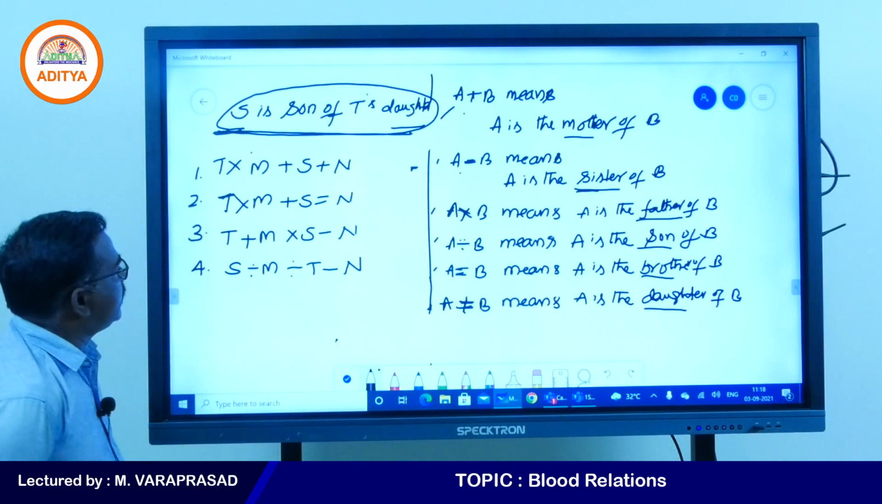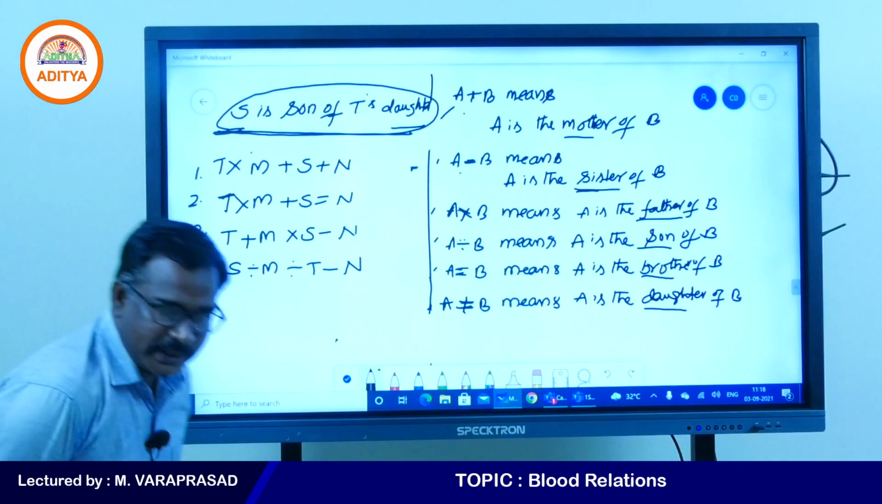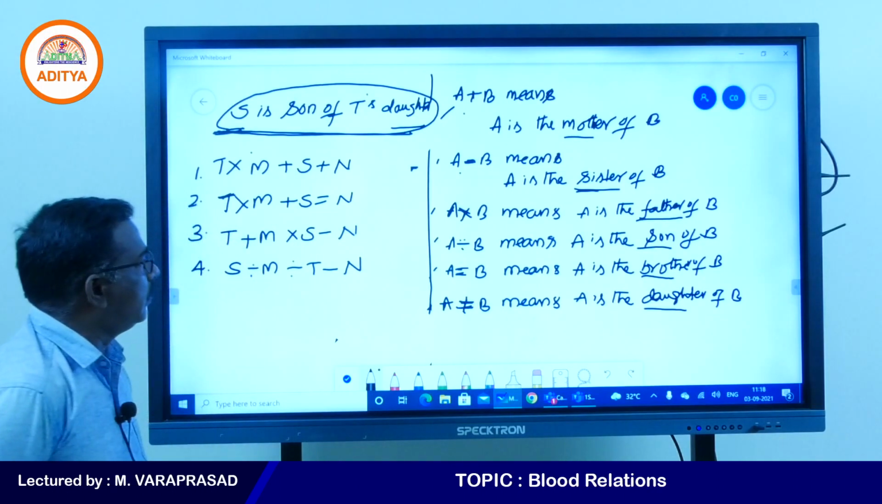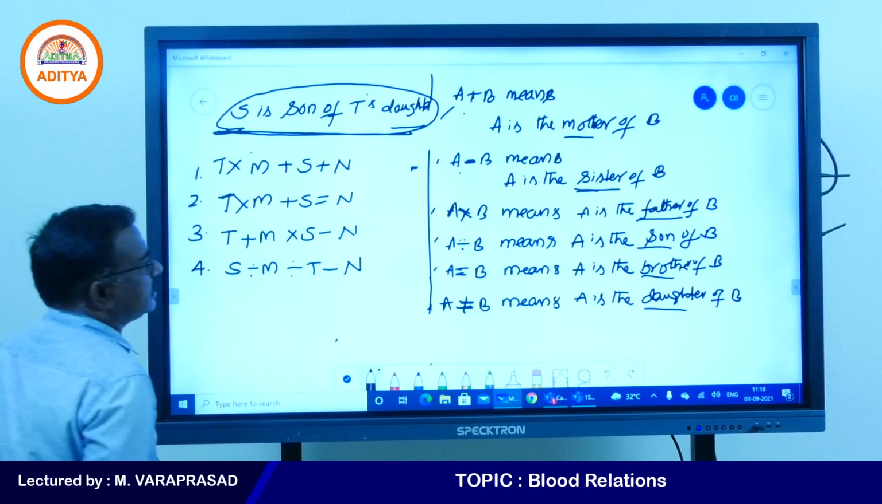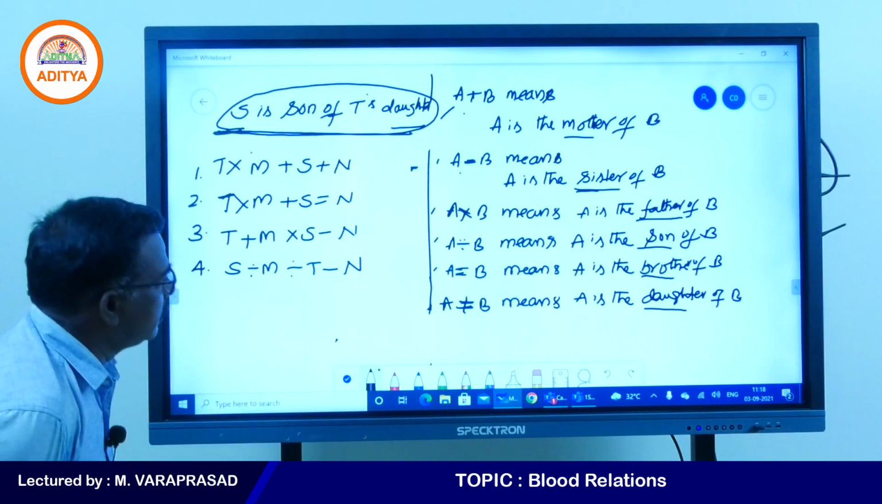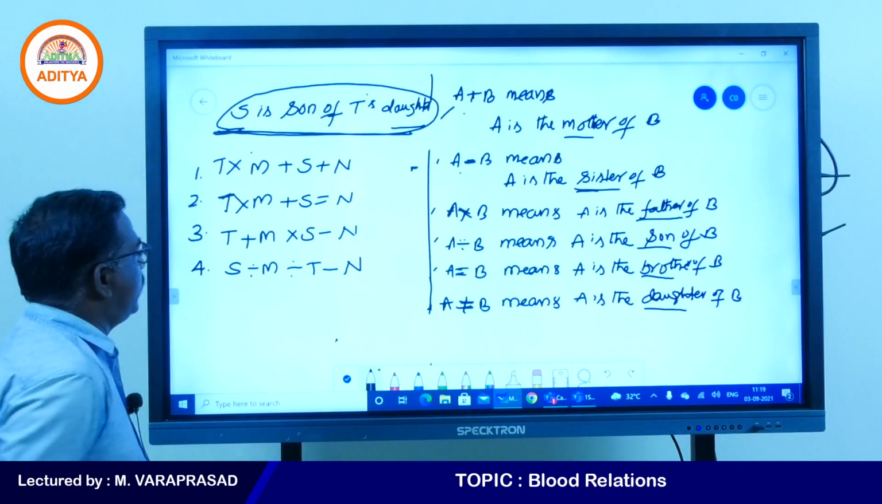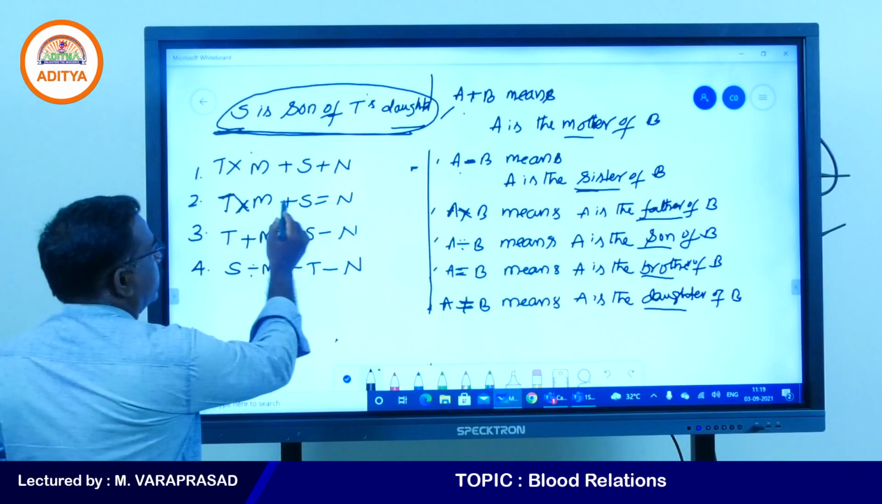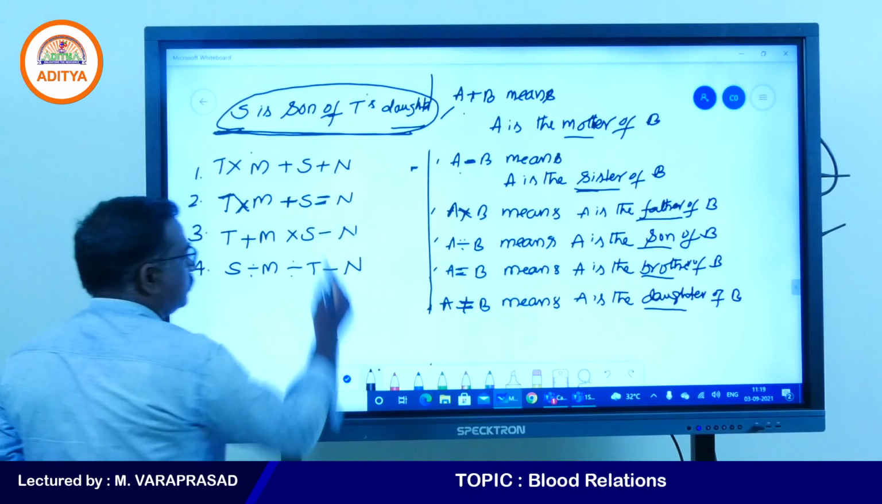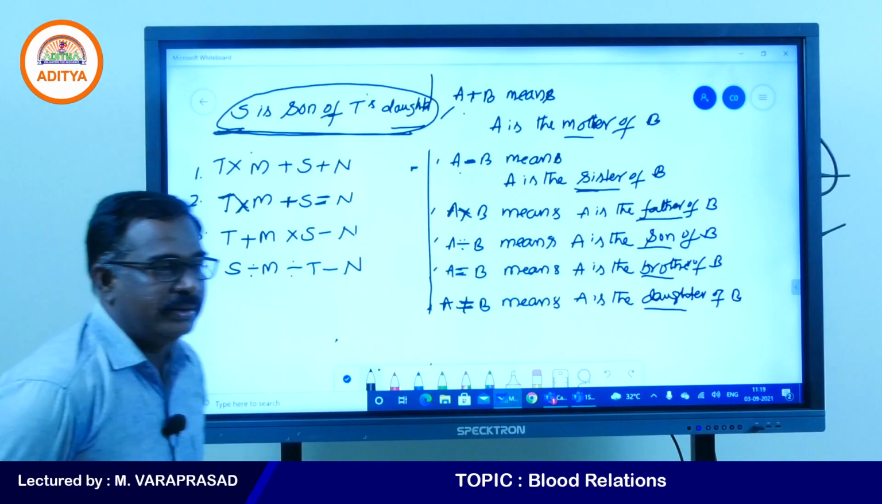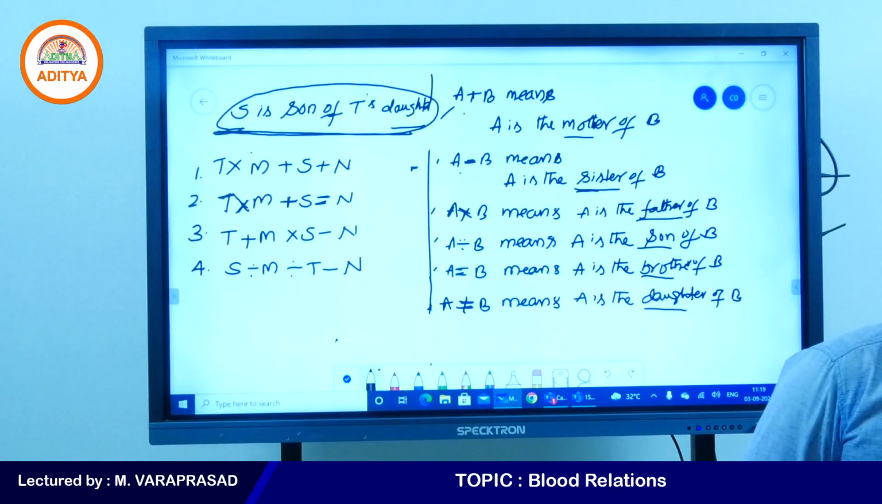What is the answer here for this question? First option, second option, third one or fourth one? Into means father, plus means mother, plus means mother, that is the first relation. The second one is given as into, plus and equal to sign. Which one gives the relation here? I have given the relations in symbols, and at the side the relations are there.